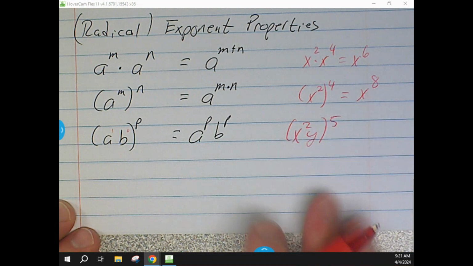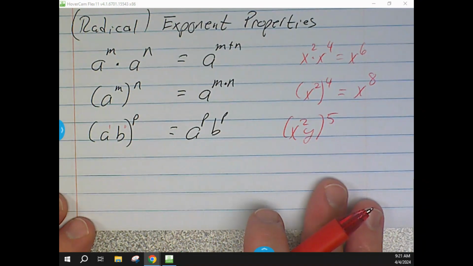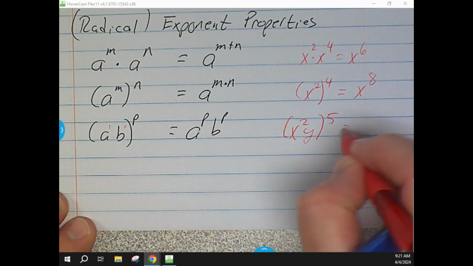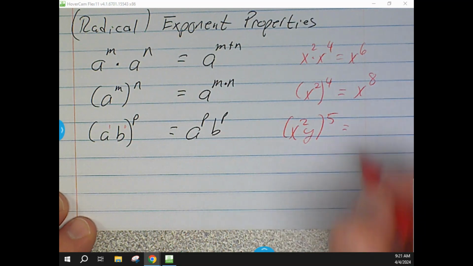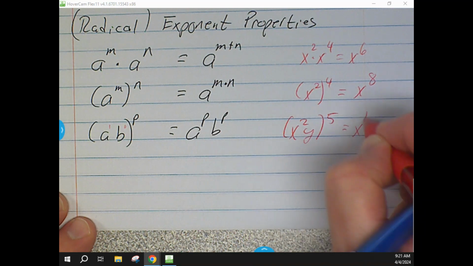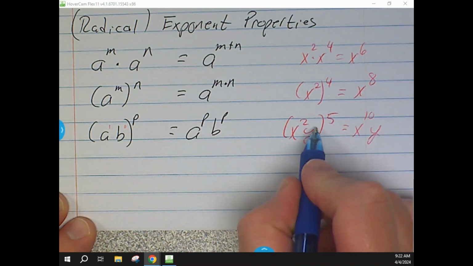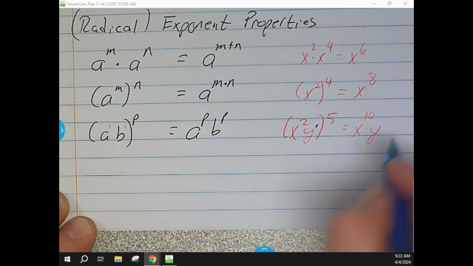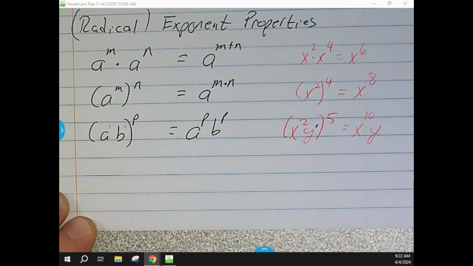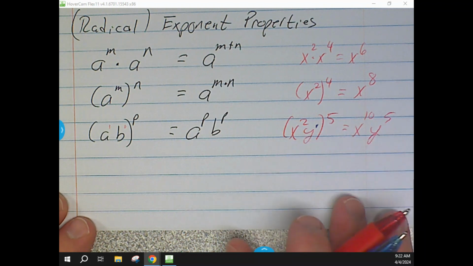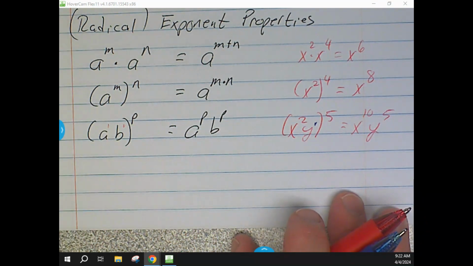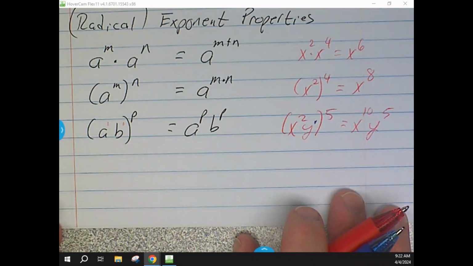So if you had x squared y to the 5th power, for the x, you would do 5 times 2 and make it x to the 10th. For the y, again, understood 1, right? So that would be y to the 5th power. And that's the one a lot of times people forget about. They'll forget about the understood 1 power, and that's the kind of sneaky part as you go through some of those.